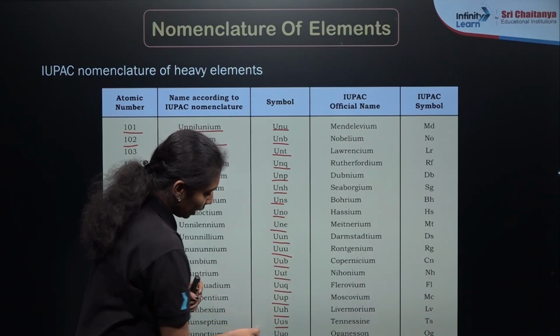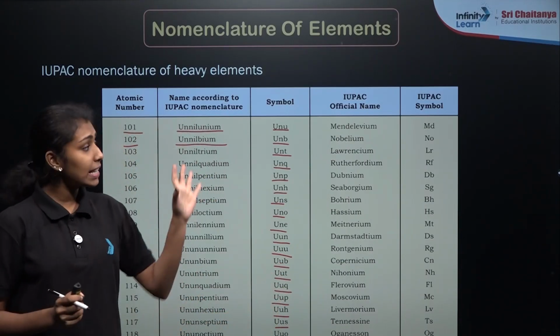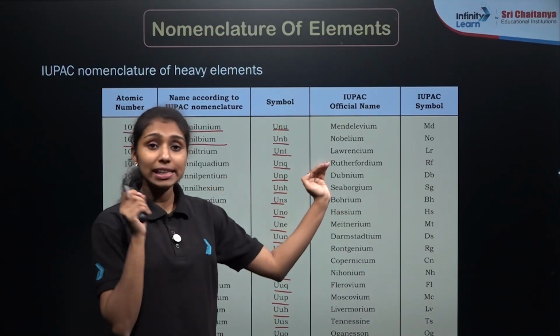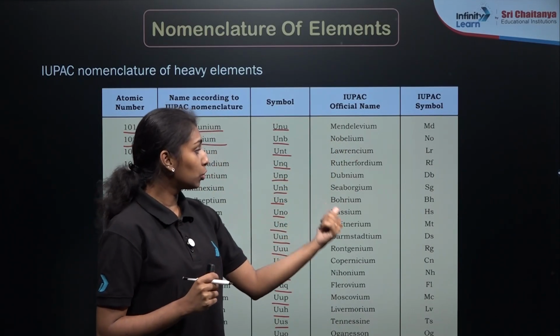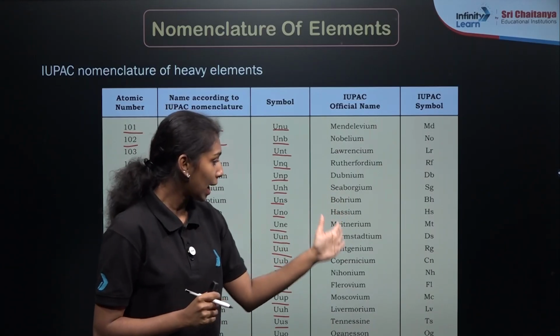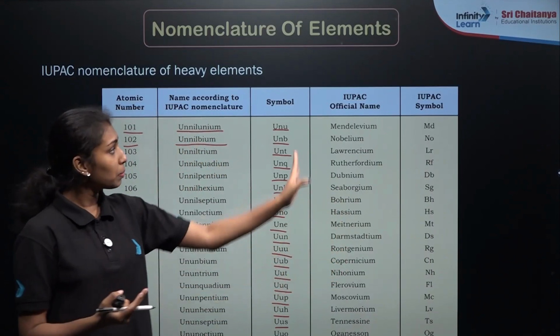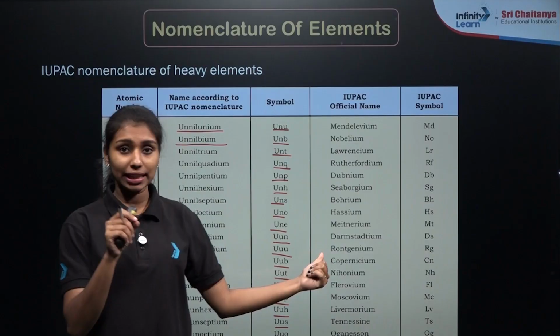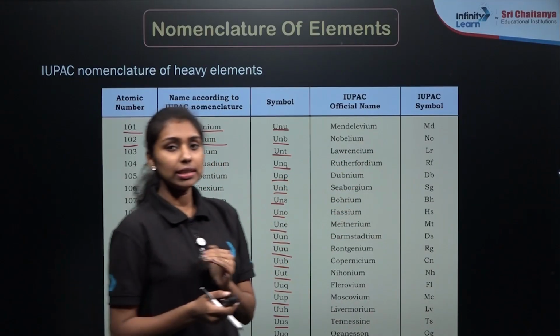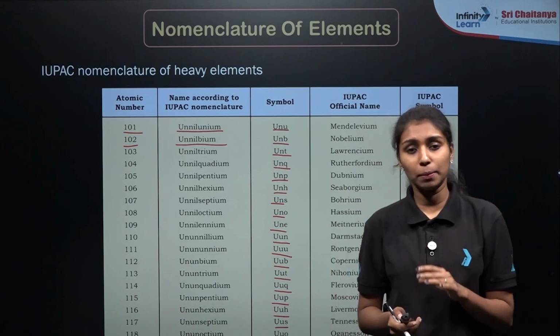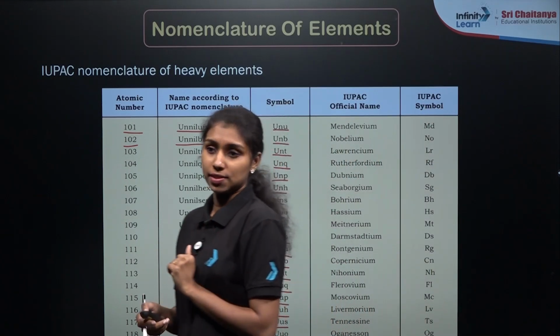Clear? Then, after the discovery of these elements, there will be some official names of these elements, right? That is Mendelevium, Nobelium, Lawrencium, Rutherfordium, Dubnium, Seaborgium, Bohrium, Hassium. So, if possible, try to memorize the names of these elements also, like their official name as well as their official symbol. Okay, I hope you understand. This is about the nomenclature of elements having an atomic number more than 100.